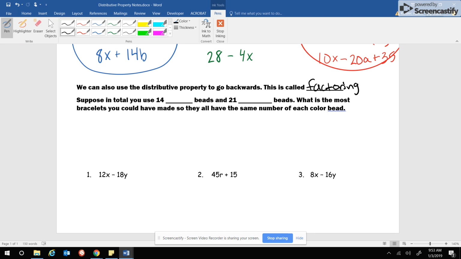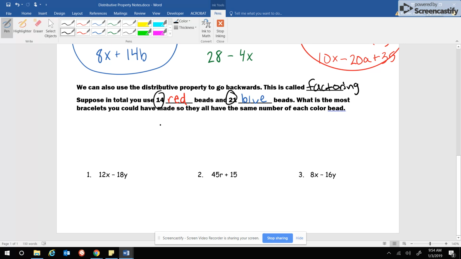It says, suppose in total you use 14, let's stick with our same colors, red beads and 21 blue beads. What is the most bracelets you could have made so they're the same number of each color bead? So I have to figure out what number can go into 14 and 21. Well, if I think about it, the biggest number that can go into both is 7.